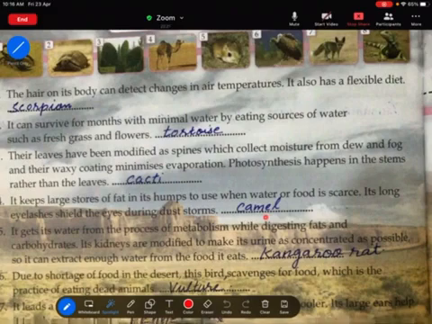Next one is a rat. Number 5 is a rat. It gets its water from the process of metabolism while digesting fats and carbohydrates. Its kidneys are modified to make its urine as concentrated as possible. So, its urine is highly concentrated. What makes this concentrated urine? Kidneys. So, it can extract enough water from the food it eats. That is called kangaroo rat.